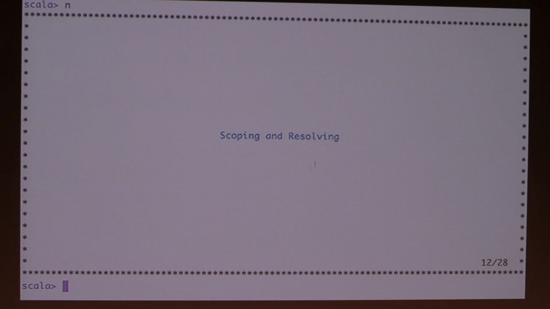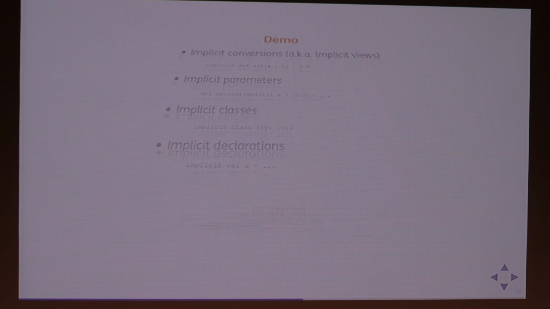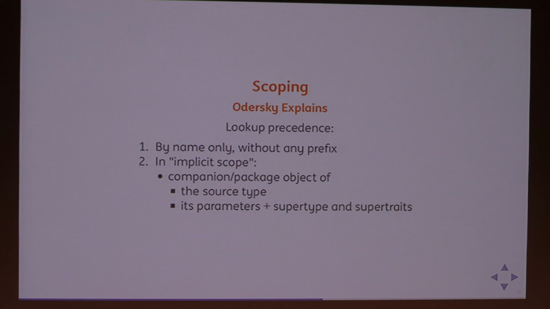Yeah, so let's go back to the slides for a bit. So this is very interesting, of course, and I hope you have seen some of the ways of using it. But what is exactly this implicit scope, and how does the compiler resolve all these implicit values? I actually found a comment of Martin Odersky on one of the blog posts about implicits, where he explains it in 2 simple steps.